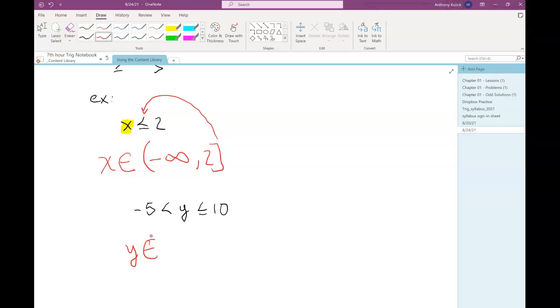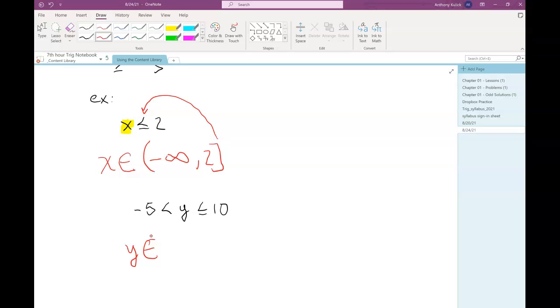Okay, so if we look at that next example, -5 is less than y, and y is less than or equal to 10. This is a compound inequality. This is an and inequality where y has to satisfy both inequalities. It has to be greater than -5, and it has to be less than 10. So the numbers we're talking about are like -4.9, 0, 1, 5.7, 9.99999, 10. Everybody cool with what we're representing here?